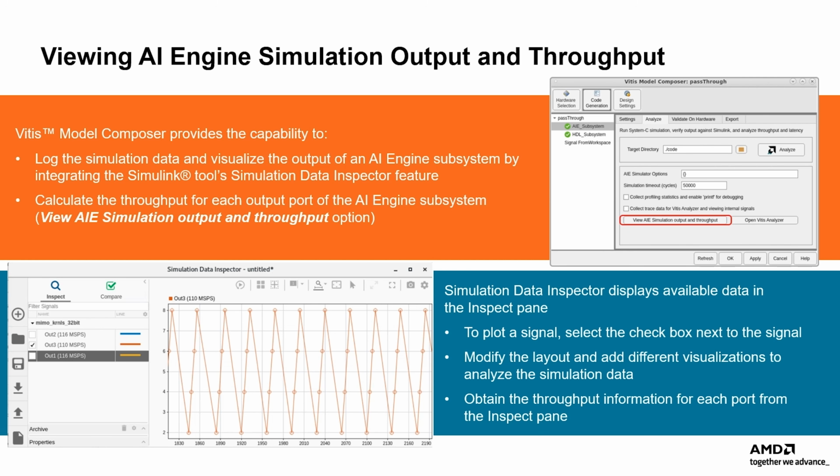The Simulation Data Inspector displays available data in the Inspect pane. To plot a signal, select the checkbox next to the signal. You can modify the layout and add different visualizations to analyze the simulation data.